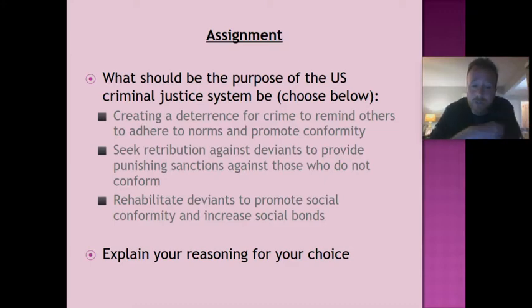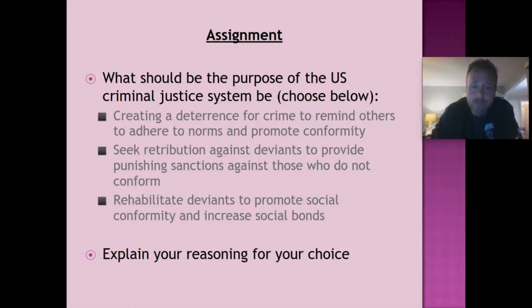Second one is to seek retribution. All right. Against deviants, to provide punishing sanctions against those who do not conform. So retribution is this: you've done the crime, you pay the time. It's that kind of idea. So that's the whole idea of seeking retribution. On behalf of who? On behalf of society, on behalf of the individual. All right. If you assaulted somebody, it's for them. Like if you're in there for murder, it's for their family and those to seek retribution, for the safety of society, for retribution for the victims of the crime.